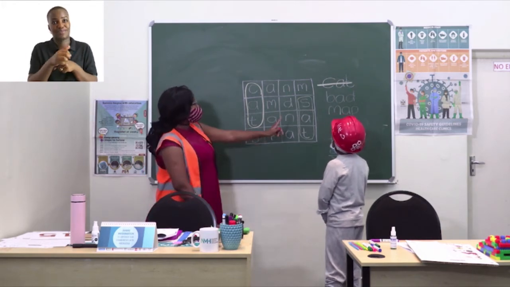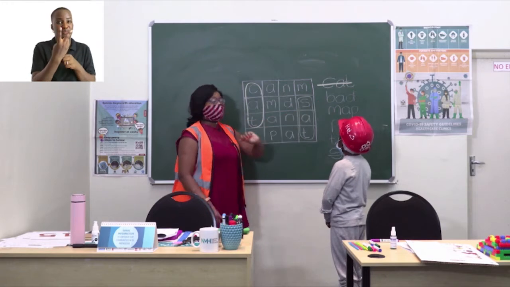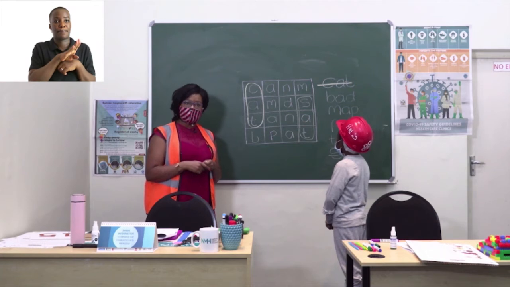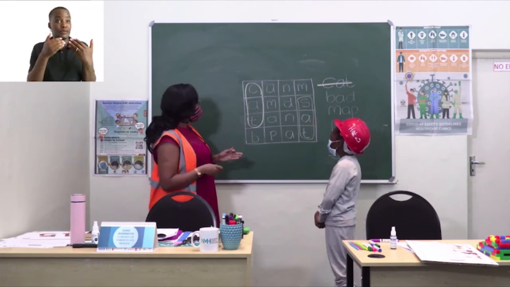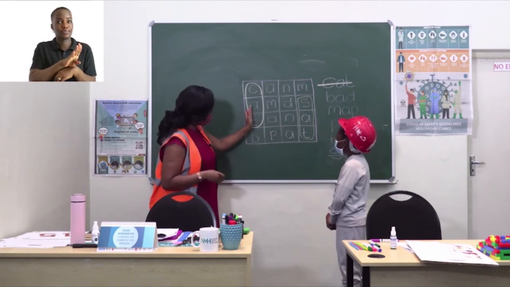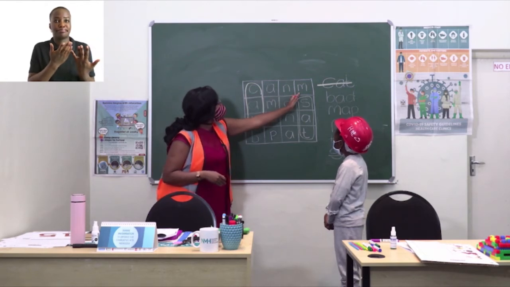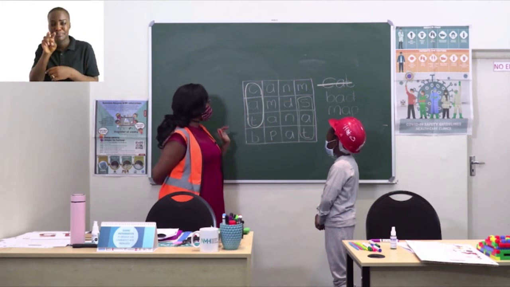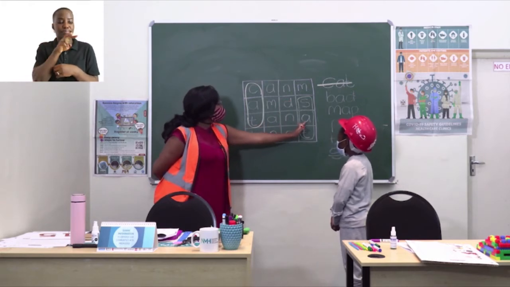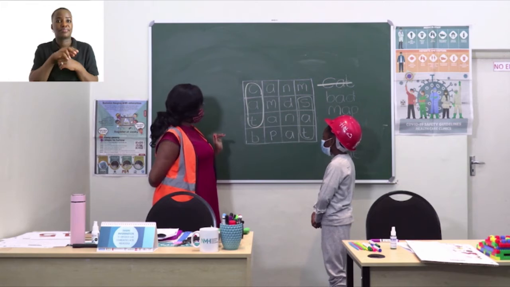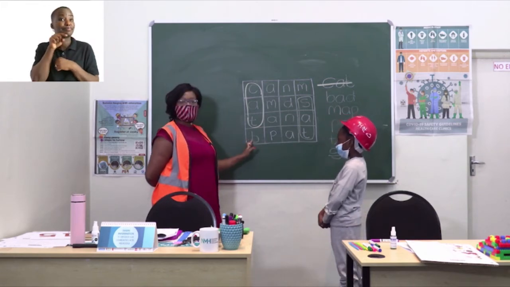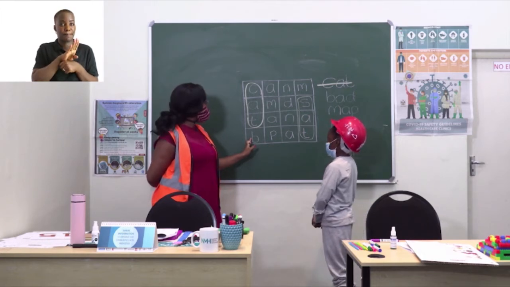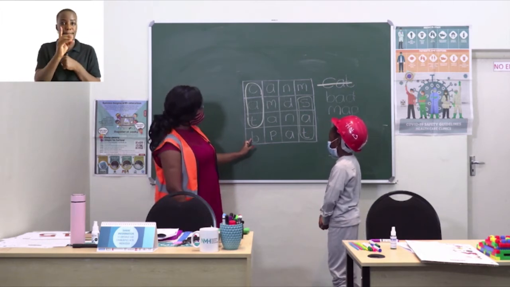I am going to do number 2. And we are going to say B, because that is the beginning letter. So let's look for B here. There seems to be no B. There is no B here. So it must be here. So we are going to start looking for the word bad here. And we're going to go up.